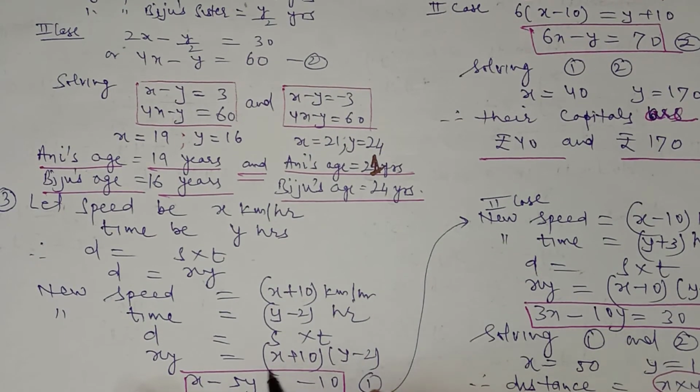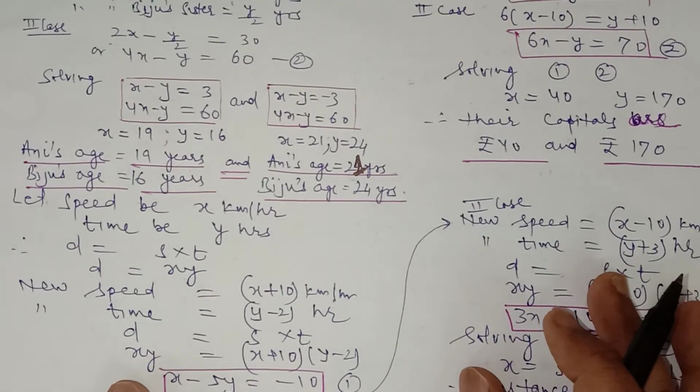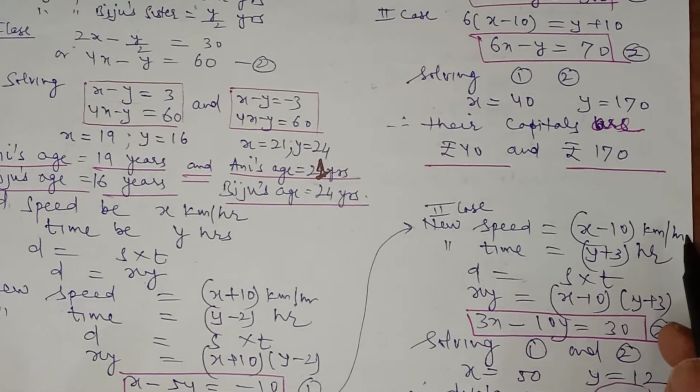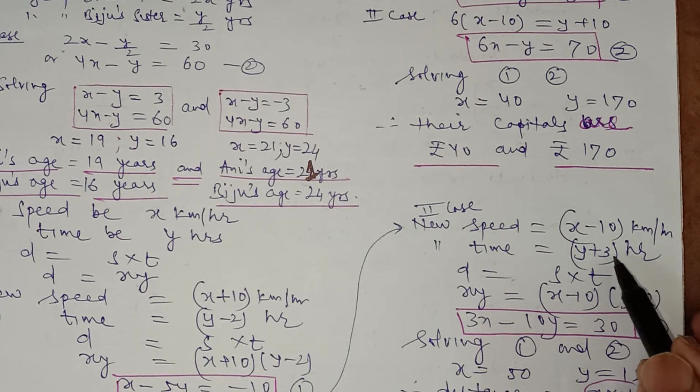Open the bracket, multiply and open the bracket, you will get the equation x minus 5y is equal to minus 10. In the second case, it is given that if the speed is decreased by 10, so now the speed becomes x minus 10 km per hour. It is given that the time taken now will be y plus 3. So time will increase by 3 hours.